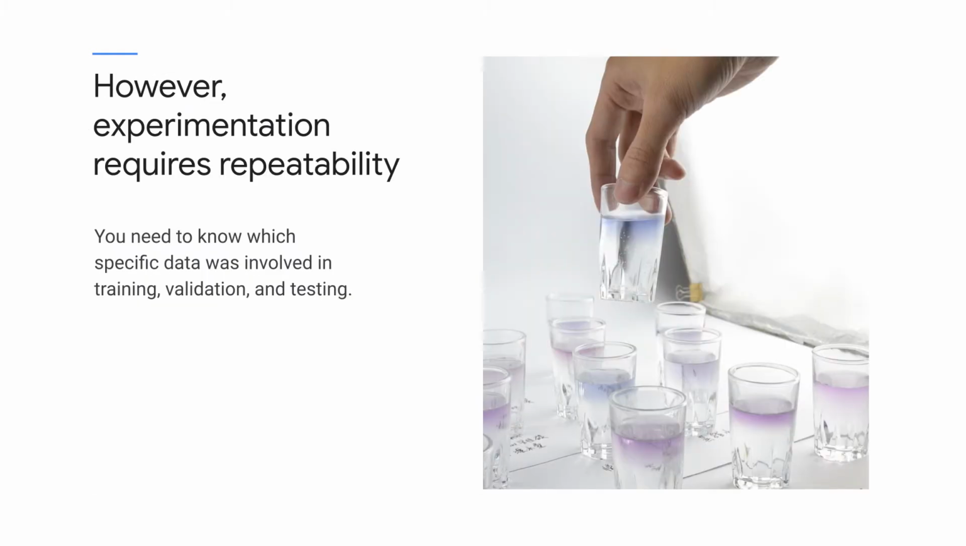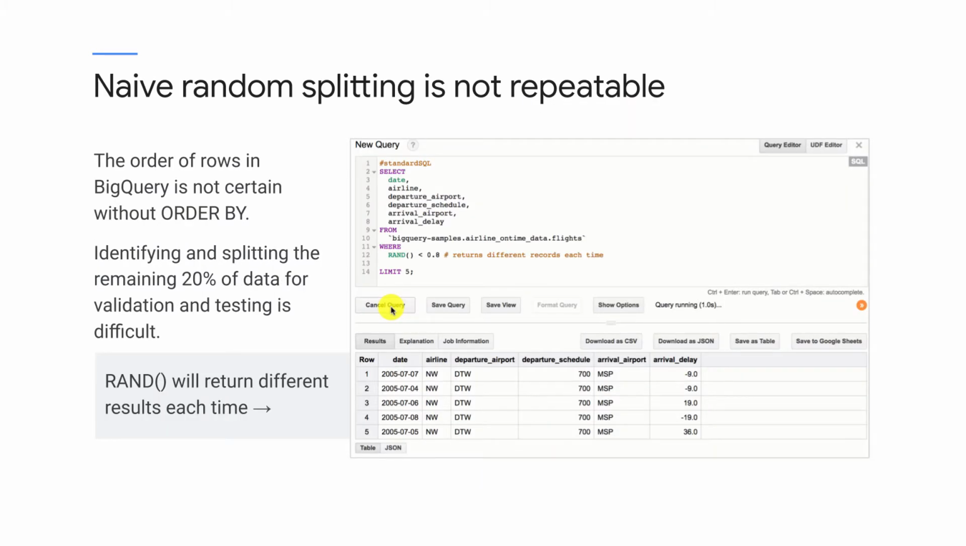However, we need a better way of knowing which data belongs to which bucket, that being training, validation, and testing. This will enable us and our colleagues to repeat our experiments. Because the method we just saw won't give you the same result each time you trigger that query, we need a better approach to splitting our dataset in a way that allows us to reproduce exactly the same results. Looking at it even closer, in this example, a simple random function will just grab a new set of 5 randomly selected rows each time you run the query. This also makes it difficult to identify and split the remaining 20% of data for validation and testing.